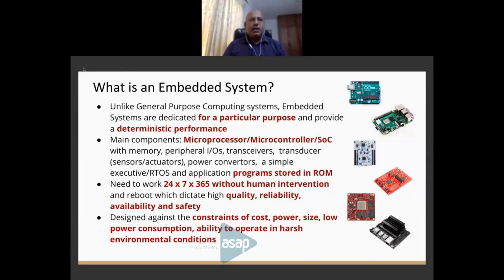Sensors like temperature, pressure, and things like that. When you talk about actuators, it could be solenoid valves, motors, different types of motors like BLDC motors and things like that. And there will be power converters. Embedded systems typically work on batteries.